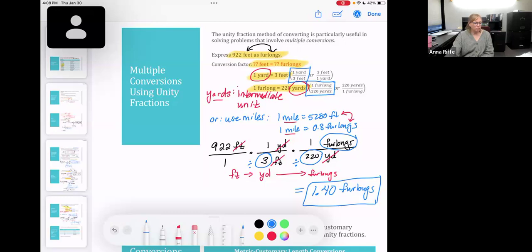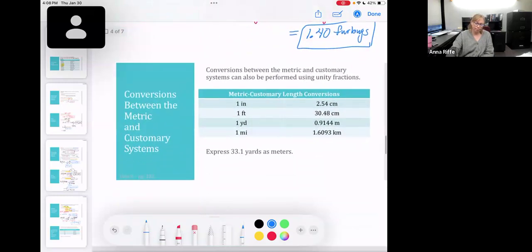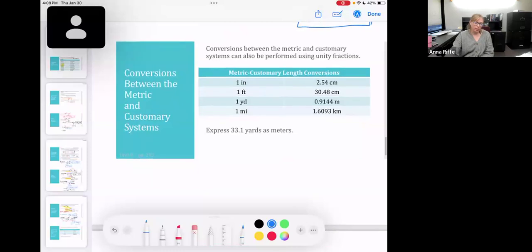let's change things up a little bit. Let's bring back the metric system. Because as mentioned, we can convert between systems. We don't have to just stay within one system or the other. Your conversion chart does have a box that has the metric to customary length conversions.